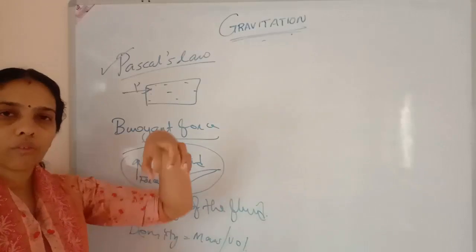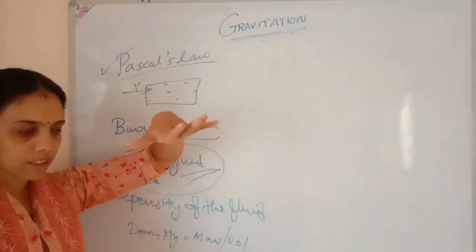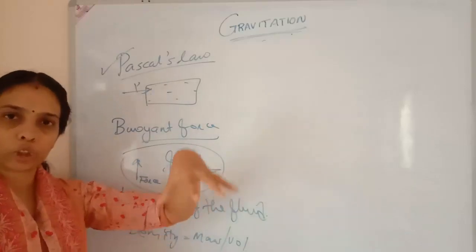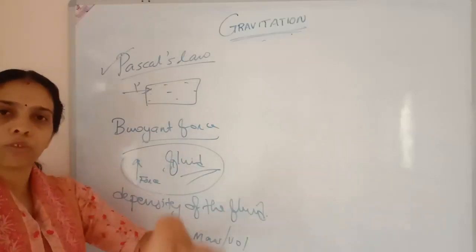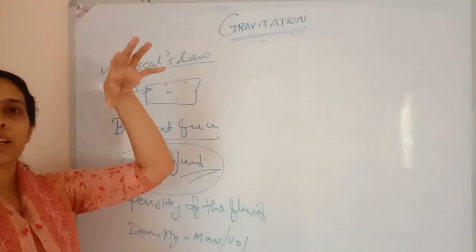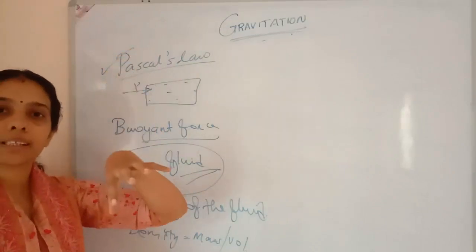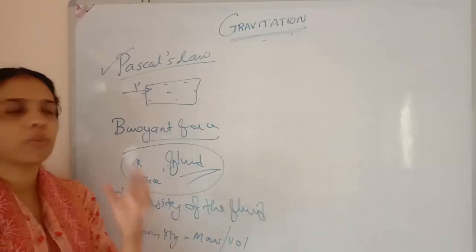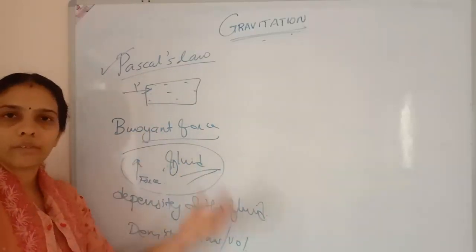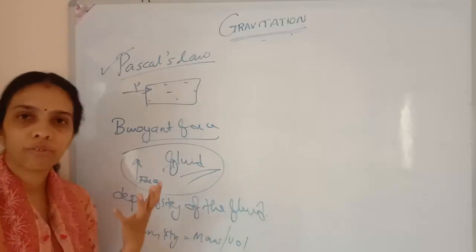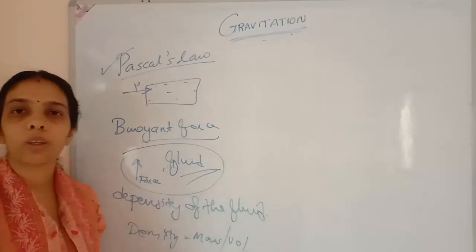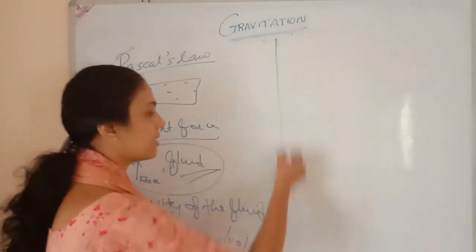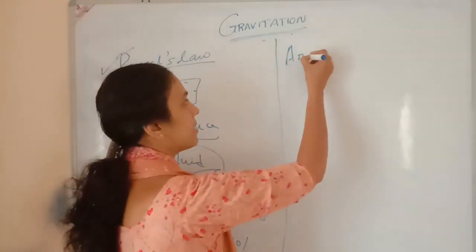So if we try to keep a ball inside a bucket of water, what will happen? The ball will come up. What is the reason? It is due to the upward force. So the upward force given by the fluid on an object is called a buoyant force. It depends on the density of the fluid. Okay, so the next one is Archimedes principle.